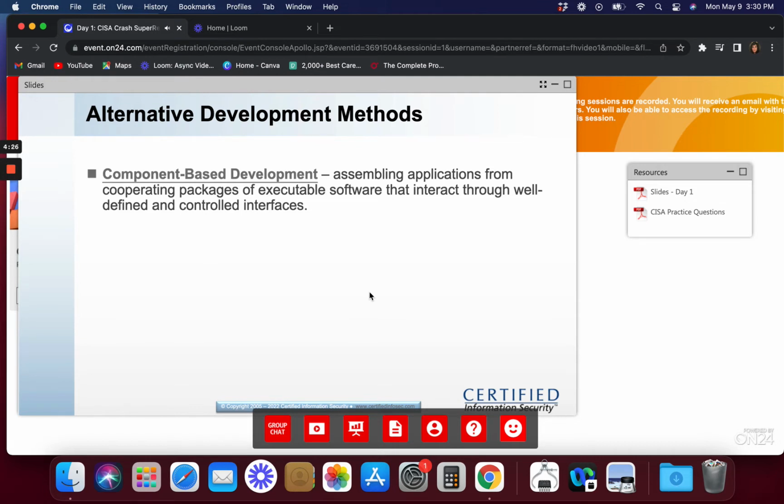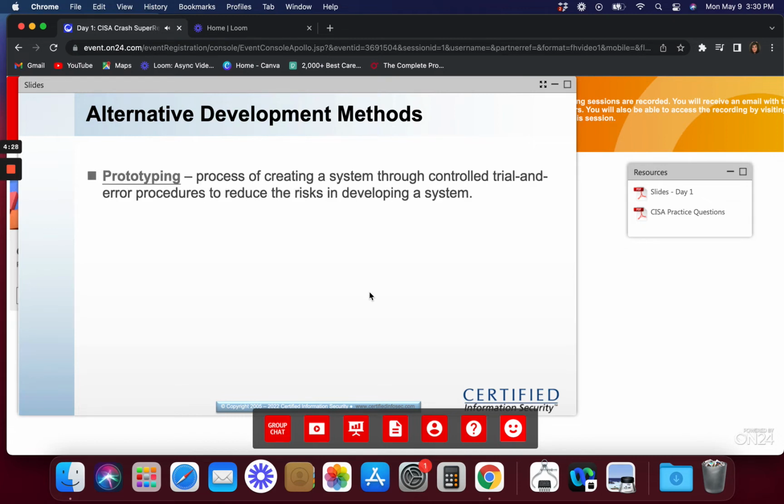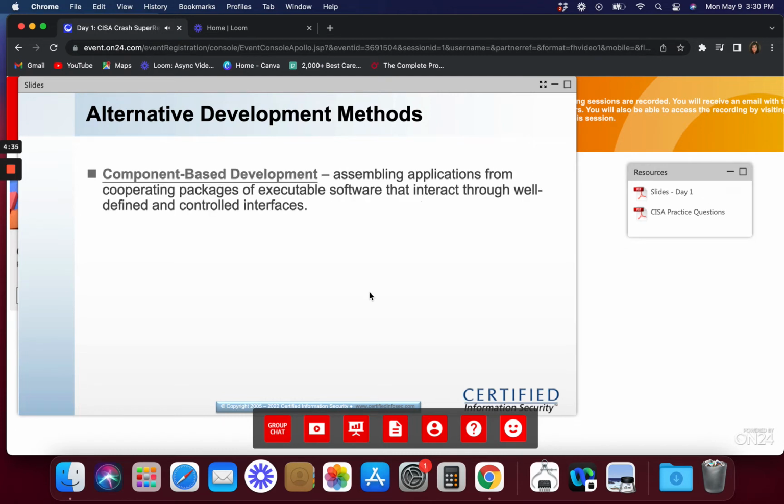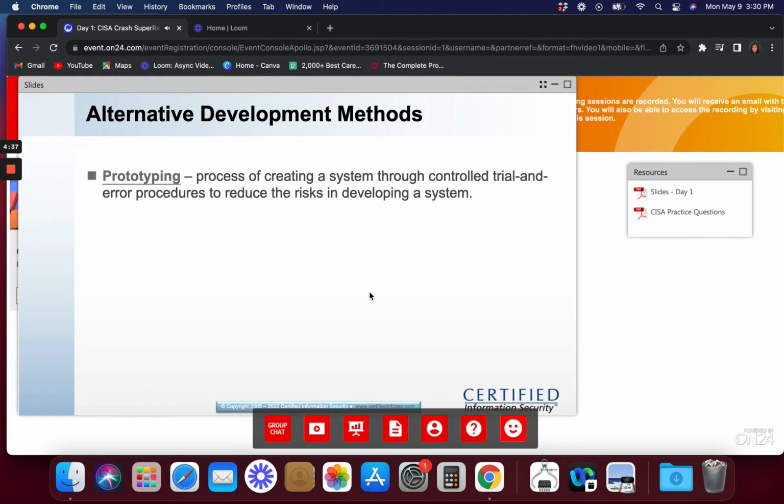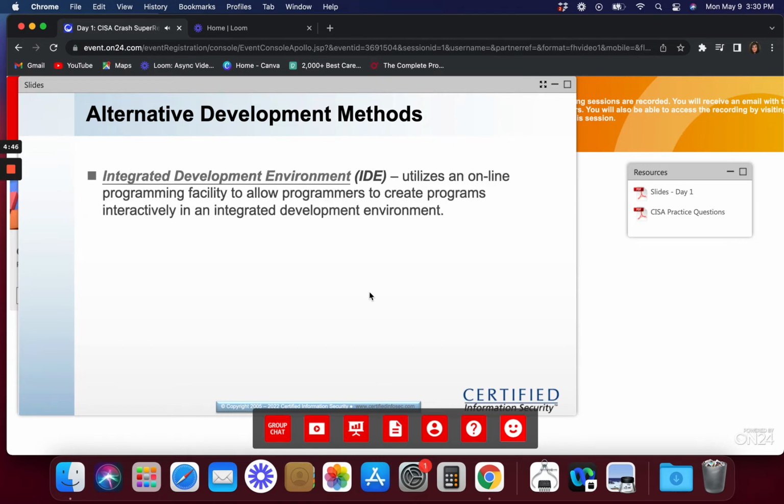With prototyping, you'll need to be able to differentiate the terms and definitions of prototyping versus, again, component-based development. Rapid application development, or RAD, the advantage to it is that it allows quicker development of strategically important systems. So do you need to know how to actually do it? Nope. You just need to know that that's how it's characterized, and you would be able to pick that out on an exam. Integrated development environment, or IDE, uses an online programming facility, allowing programmers to create programs interactively. I don't know that there's another way today.